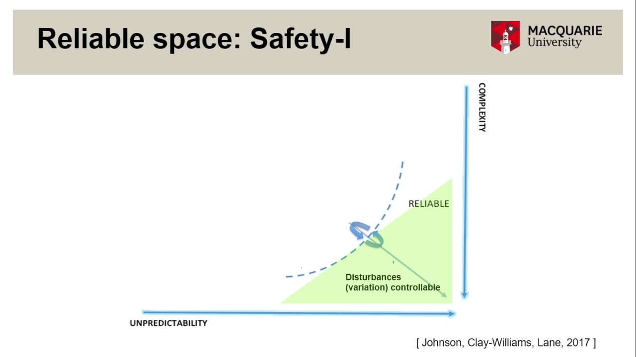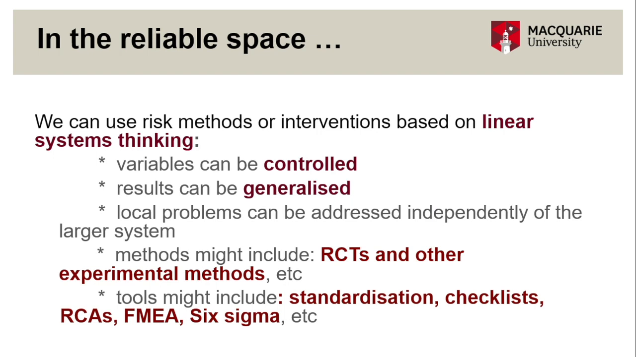It's quite reliable, and you can use a lot of those safety 1 tools that come from some of these high reliability industries. The management of blood products, for example, is a good example of a system that's quite linear, reliable, repeatable, and it can be managed in a safety 1 way. So in the reliable space, we can use that linear thinking model because you can control variables, you can generalize whatever results you find if you're putting an intervention into place. You can address problems locally and they're not going to affect other parts of your system.